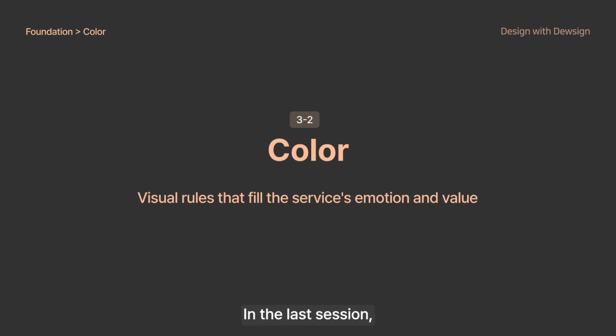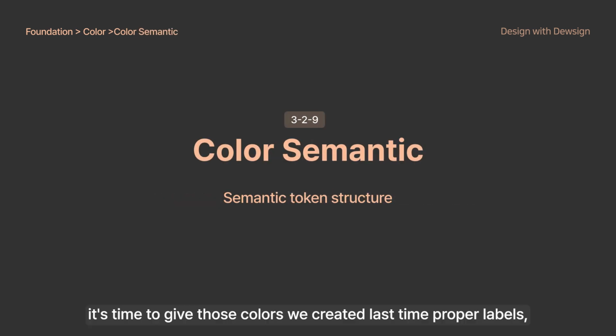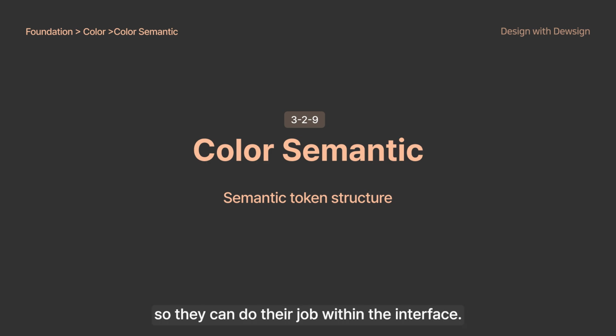In the last session, we created a color palette using a mathematical formula. Now, it's time to give those colors meaningful labels and verify that they function properly within the interface. Shall we dive in and start assigning true semantic meaning to our design system colors? We'll explore semantic colors, which define color labels based on the true intent of the design system, rather than just simple brightness values.